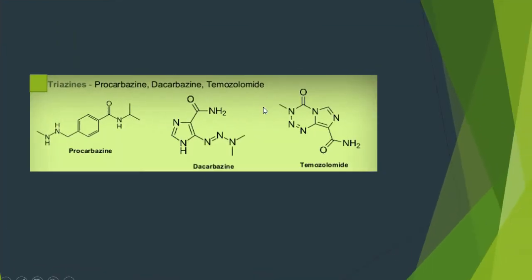The next category is triazines, and the triazines are a class of nitrogen containing 6-membered heterocyclic compounds, derived from benzene by the replacement of 3 CH groups by 3 nitrogen atoms. So here in the structure of temozolomide you can clearly see the triazine ring in which there is substitution of 3 nitrogens. So these are the triazines.